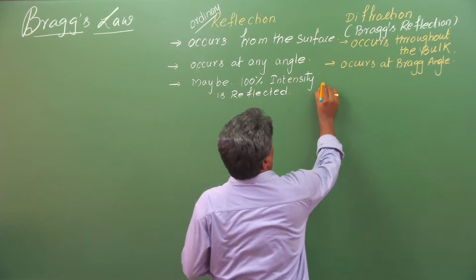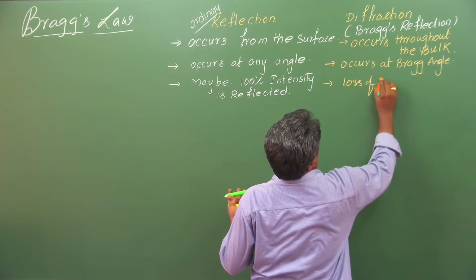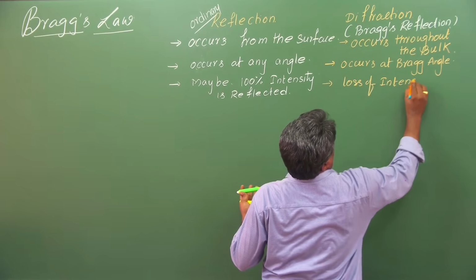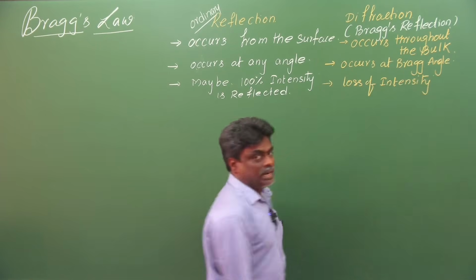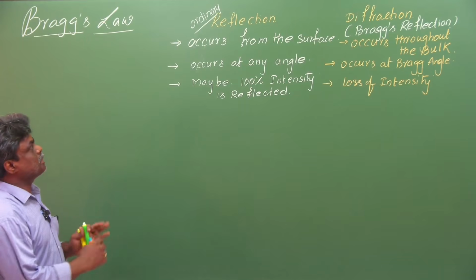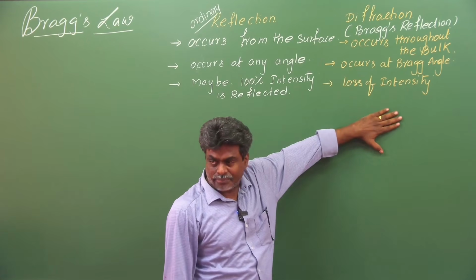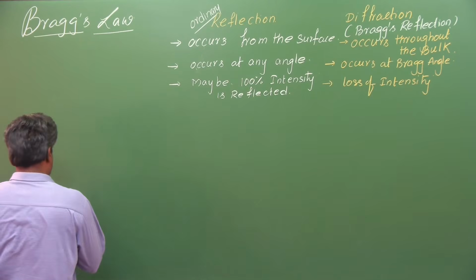That's good. And next, there is a loss of intensity. You won't get 100%, definitely there is a loss of intensity. So that's the difference between ordinary reflection and Bragg reflection. Clear? Right. Now come back to this.